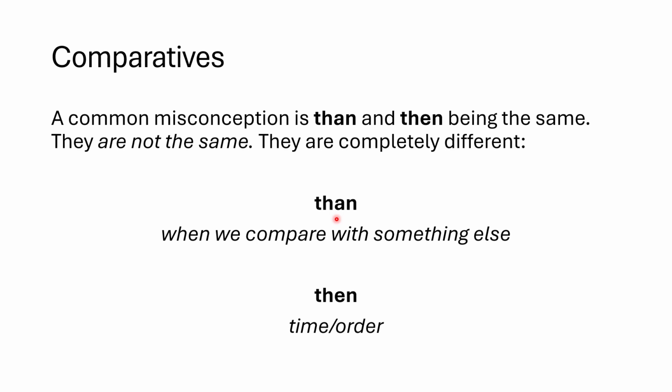Than is pronounced with the short vowel a. T-h-a-n. Than. Then is pronounced with the short vowel e. T-h-e-n. Then.